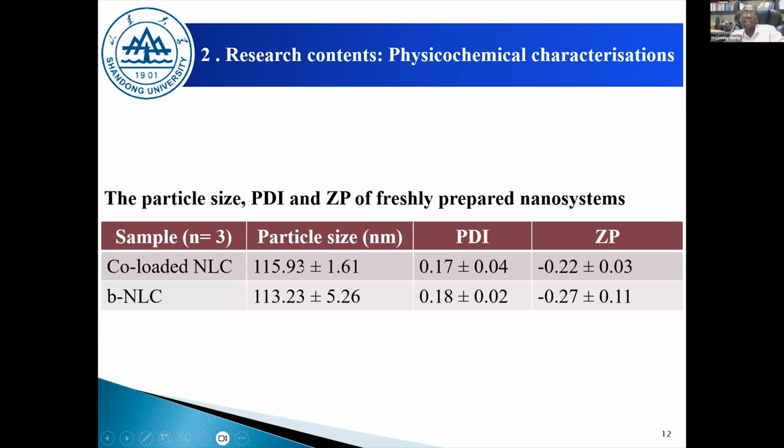Also, what we should know is that for the drug to reach the desired site, the particle size must be below 200 nanometer if we are to use the EPR effect as a method of drug delivery, passive targeting. The best would be less than 150. The polydispersity index is 0.17, so you can see that you get a Gaussian distribution.